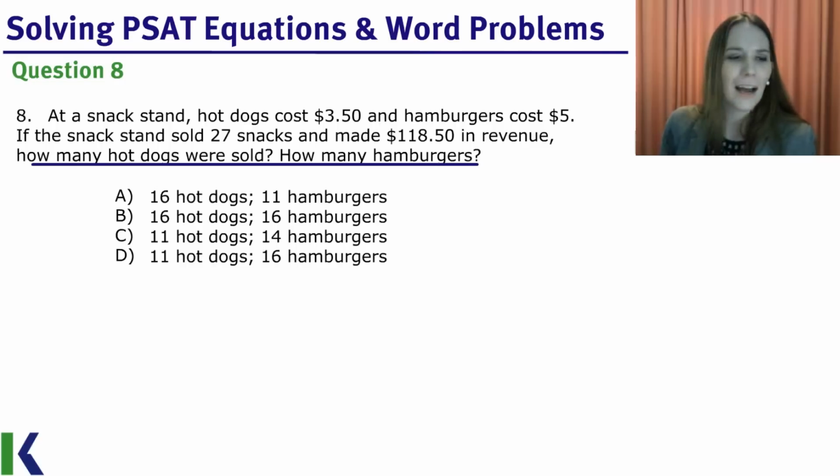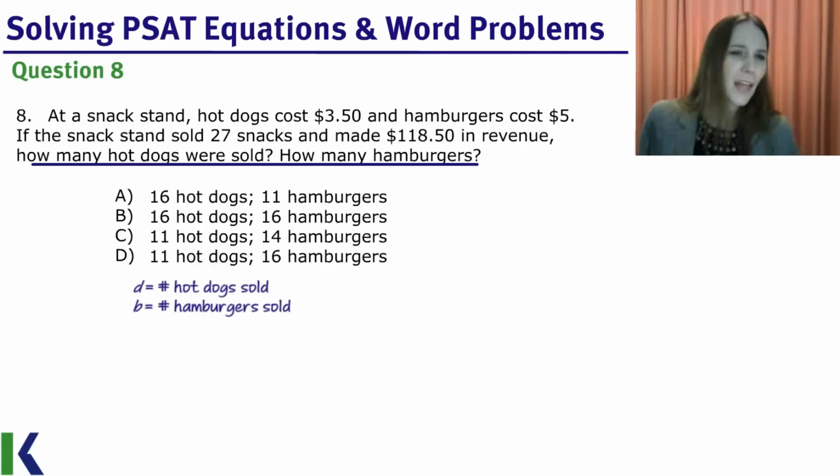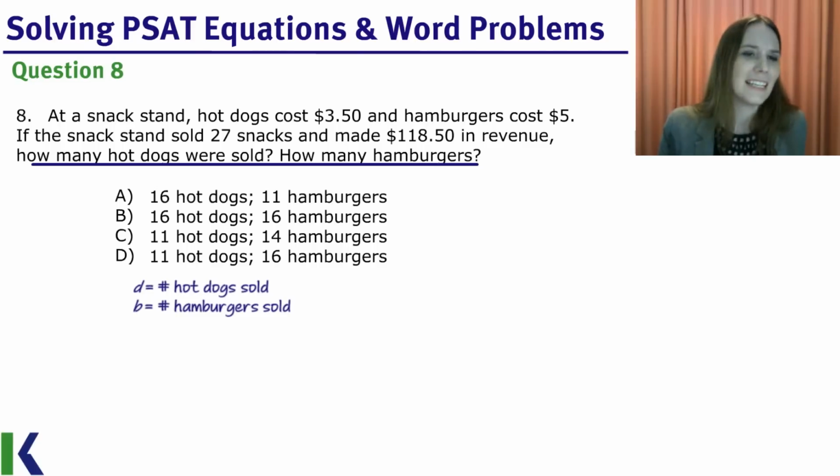And so take a look. I'm liking kind of what I see. I'm going to let D be for dogs and B for burgers, because there's absolutely no way that I'm going to think that D stands for hamburgers, and there is absolutely no way that I think B stands for hot dogs. So now we've got D and B. We can go ahead and set up our system of equations.